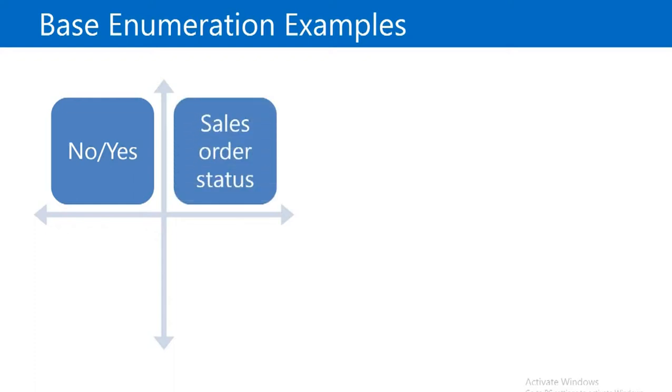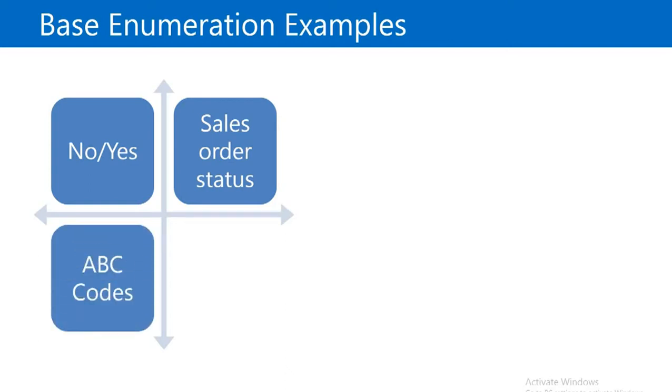Another example is the sales order status enum. This enumeration is used to set the status of a sales order automatically behind the scenes in code. Users can view the status of a sales order in the UI, however, they cannot manually change the status of the sales order in the interface.